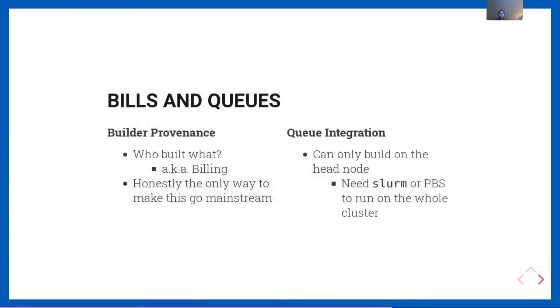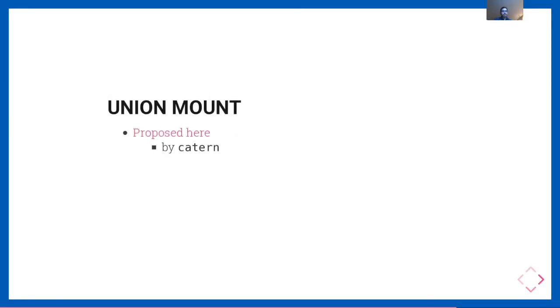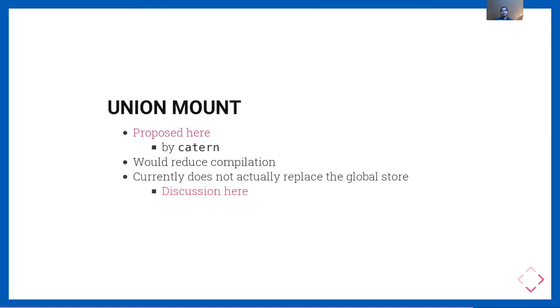So where are we really? Well, builds and queues, we need to know who's building what, and we also need to be able to run on the entire cluster, not just the login node, right? So future directions, there's the union mount proposal, which essentially is meant for efficient private stores, but it's a step in the right direction. It would reduce compilation. It doesn't actually replace the global store. There's a discussion here on Reddit.